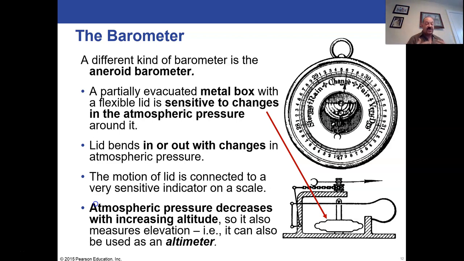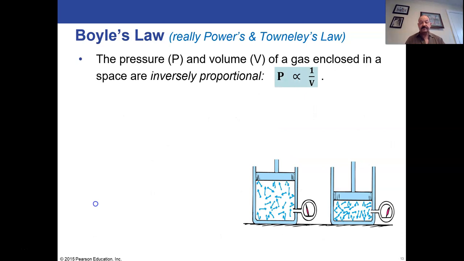So altimeters, these devices to measure altitude, are frequently based on the atmospheric pressure that it experiences as something goes up higher, like an airplane or a balloon or whatever you're measuring, or if you're just on the top of a mountain and you want to know the elevation. They're not incredibly accurate for elevation, but close enough for anybody flying.